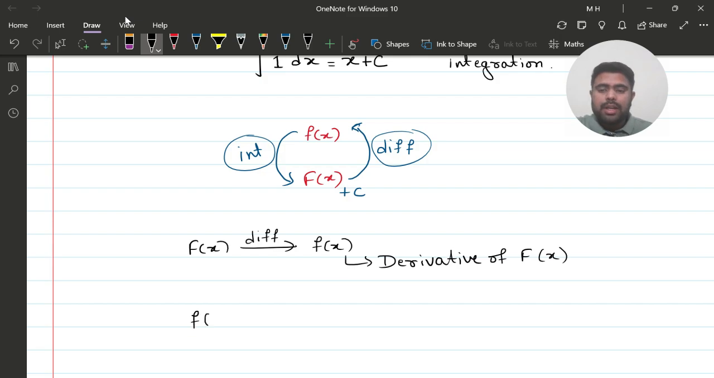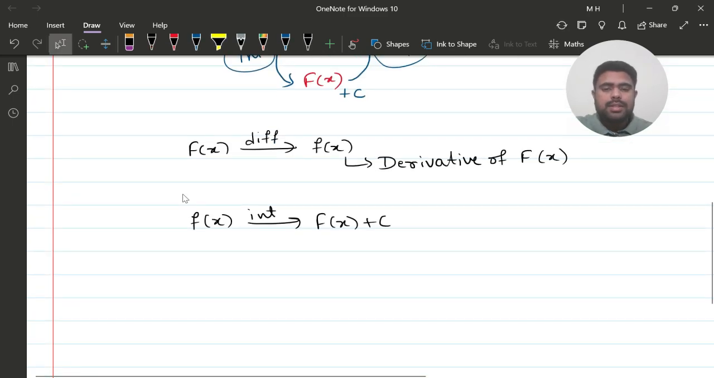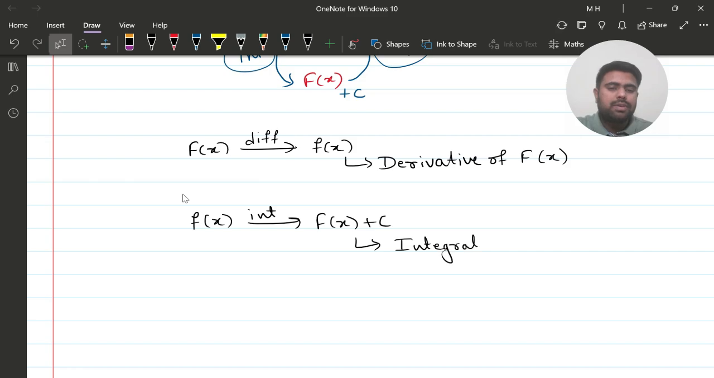But when we integrate capital F of x, see, if we differentiate capital F of x, we get small f of x. So when we integrate small f of x, we should get capital F of x along with a constant C, definitely, right, where C is the integration constant. So this capital F of x plus C is called the integral of small f of x. Since integration is the inverse process of differentiation, this integral is also called the antiderivative.